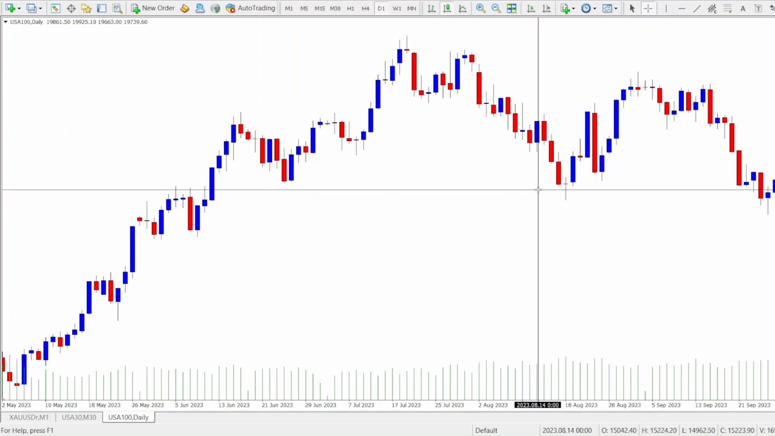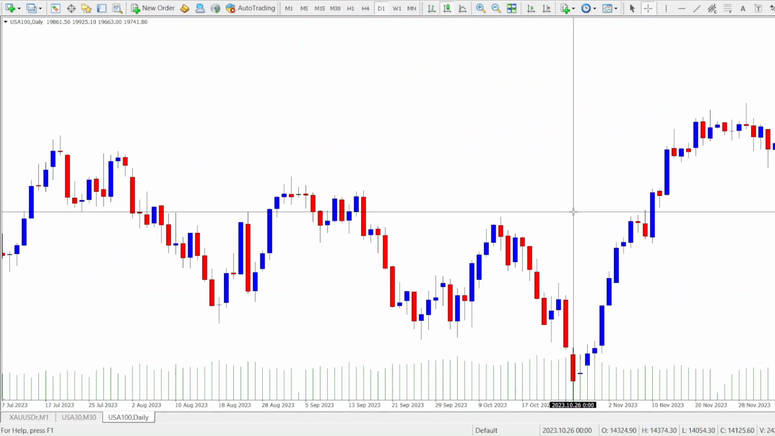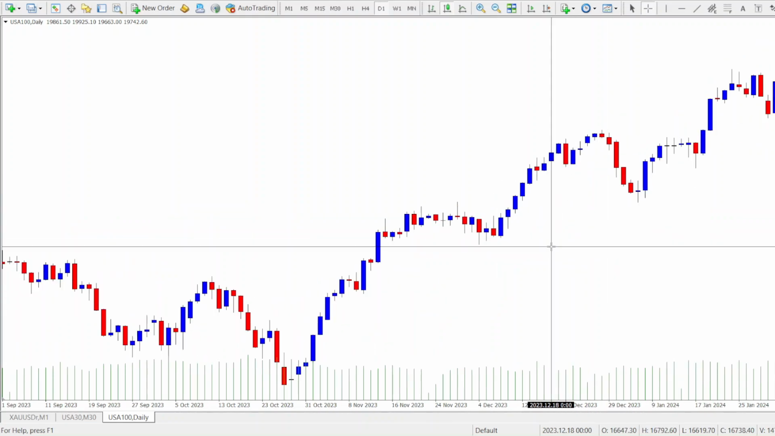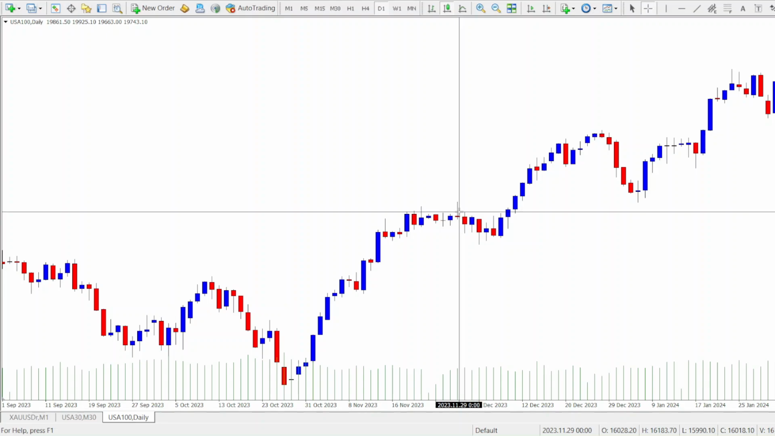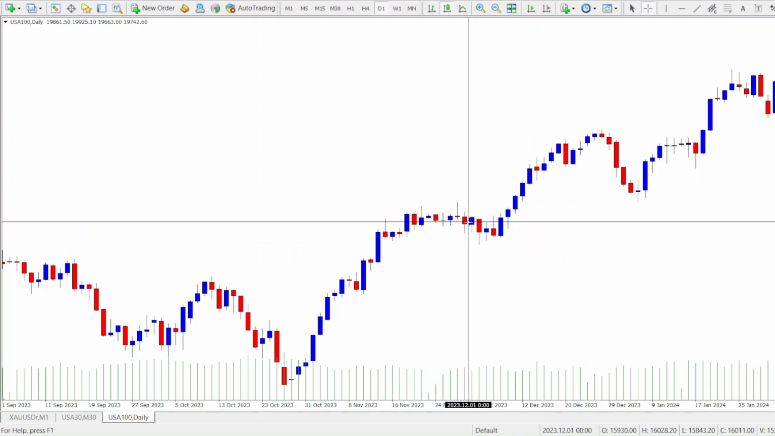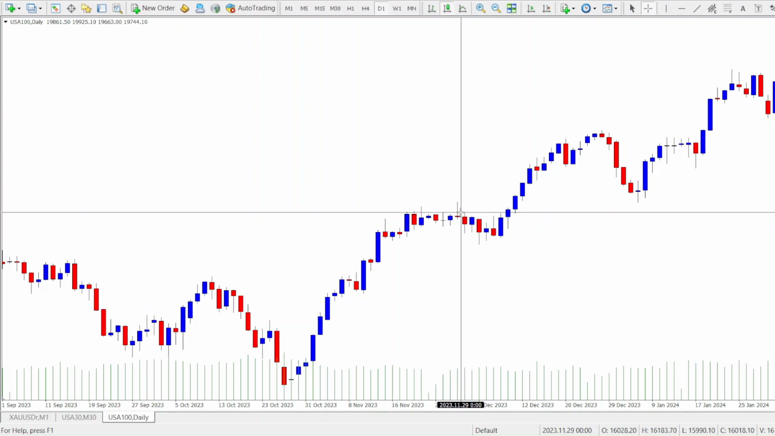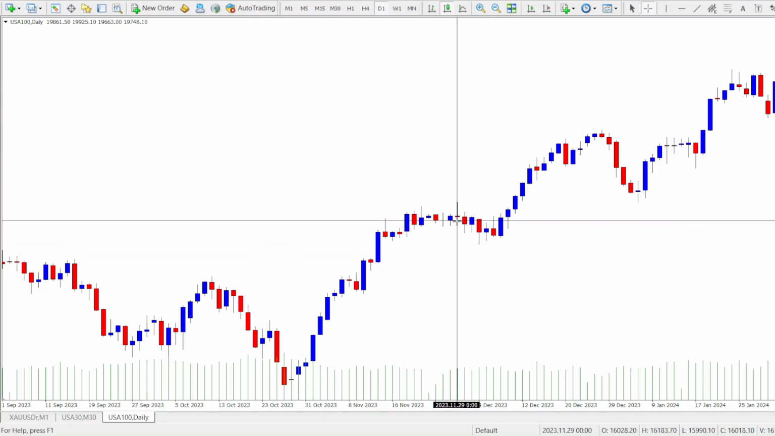Now, the next one that we have on our list is the Gravestone Doji. The Gravestone Doji is the opposite of the Dragonfly Doji. It has the body of the doji at the bottom or close to the bottom of the candle. This is a gravestone doji. It usually occurs after a bullish move, and it is a signal that a bearish move is about to happen. So we always find the gravestone doji right after a bullish move and before the commencement of a bearish move.